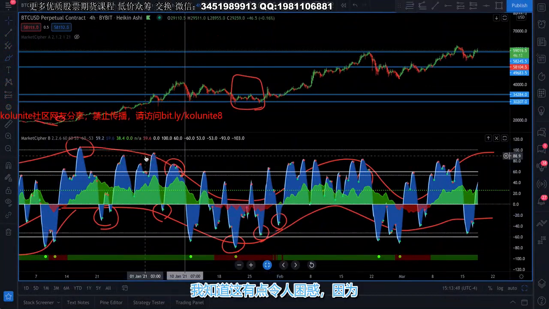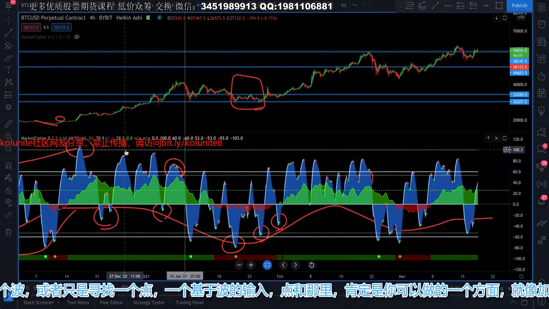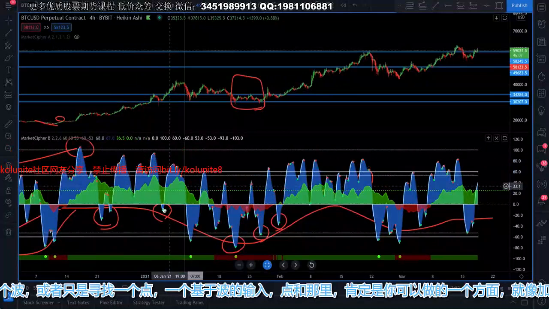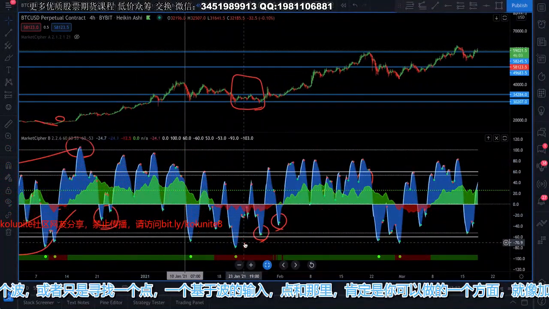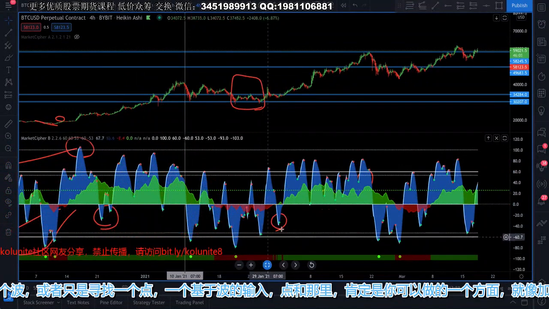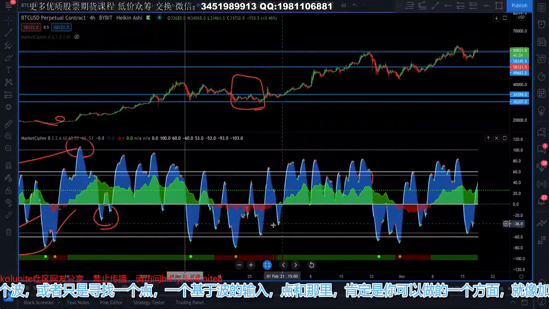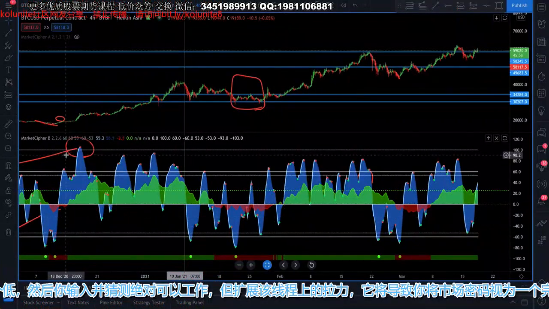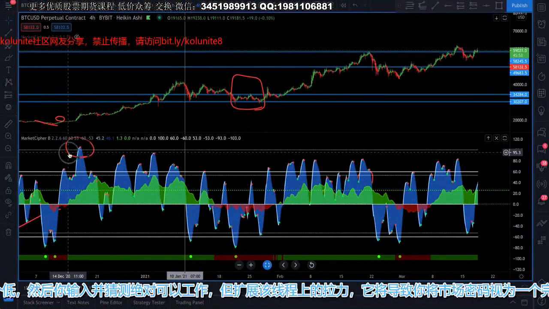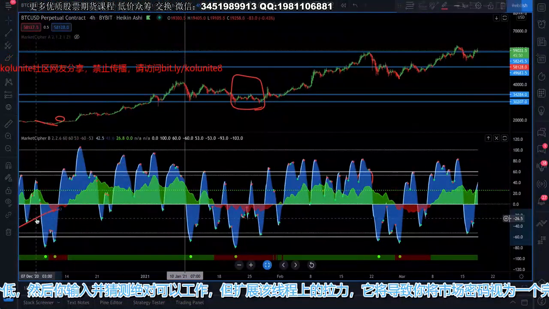I know it's a little bit confusing because a lot of people want to look at Market Cipher B and just look for a wave or a dot and enter based on a wave or a dot. And there definitely is an aspect of that you can do. Like CryptoFace's divergence video, where he's just looking for two waves, one higher, one lower, and then you enter. And yes, that absolutely can work.